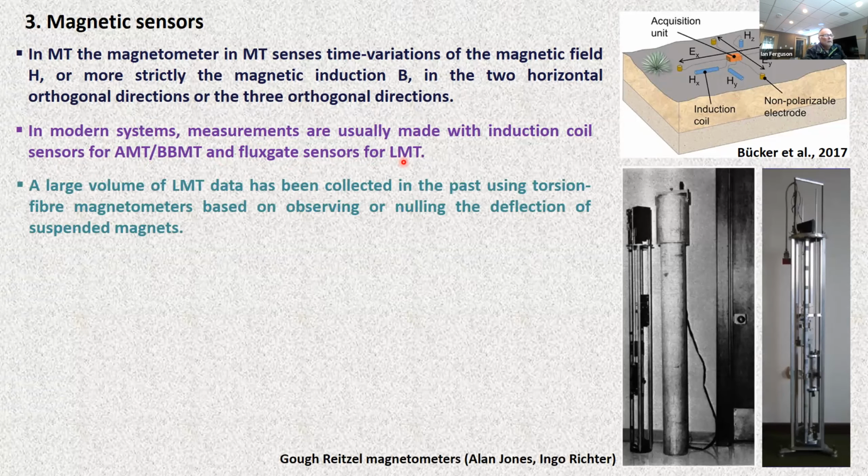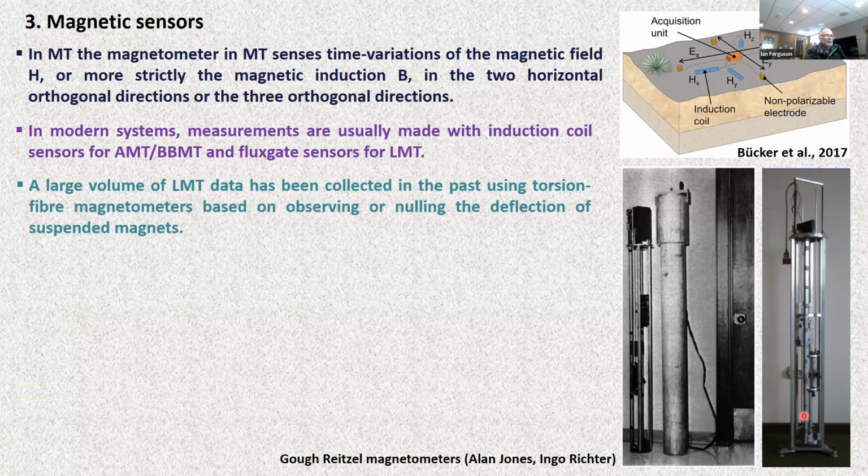It's important to note, though, that a large volume of long period data has been collected in the past using torsion fiber magnetometers based on observing or nulling the deflection of suspended magnets. And this is the classic Goff-Reitzel instrument that was used in many surveys in the earlier few decades of MT studies.